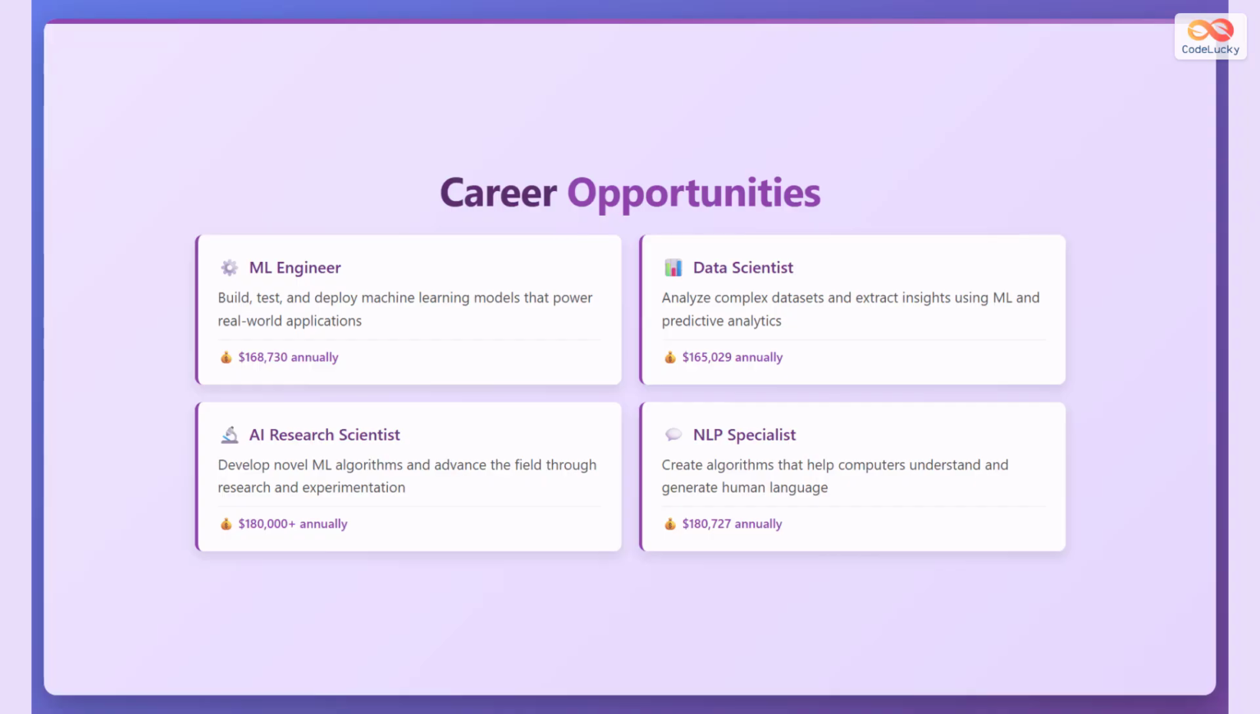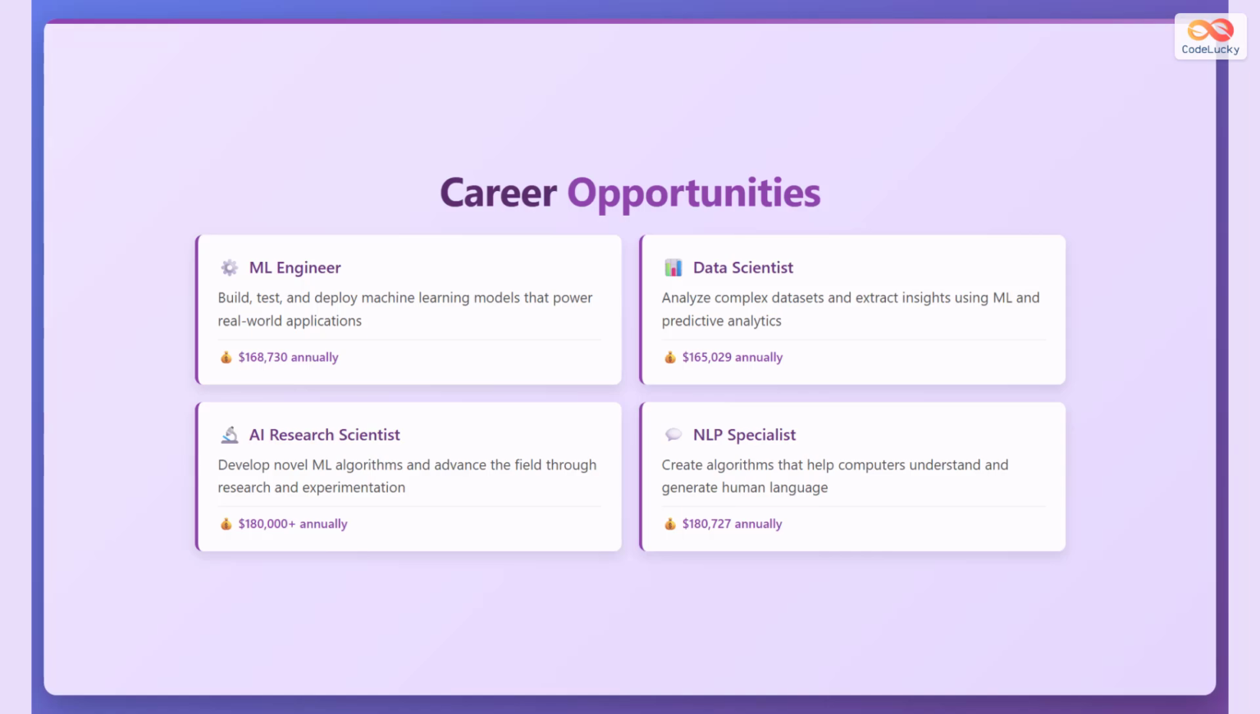Machine learning offers excellent career prospects with competitive salaries. Machine learning engineers build, test, and deploy models that power real-world applications, earning around $168,730 annually. Data scientists analyze complex datasets and extract actionable insights using machine learning, earning approximately $165,029 per year.